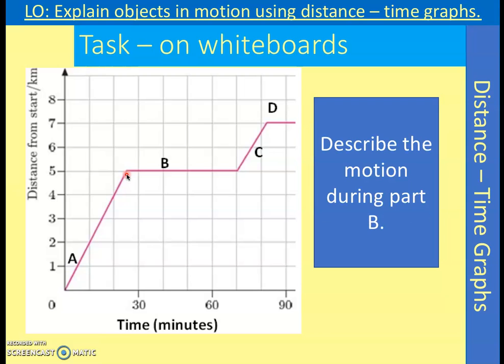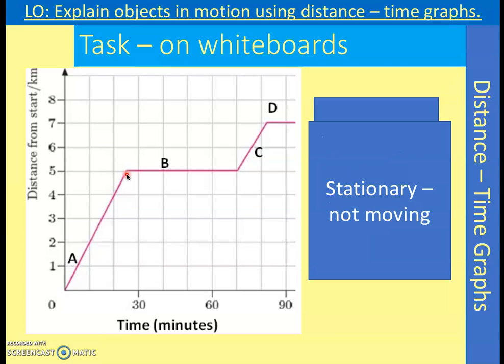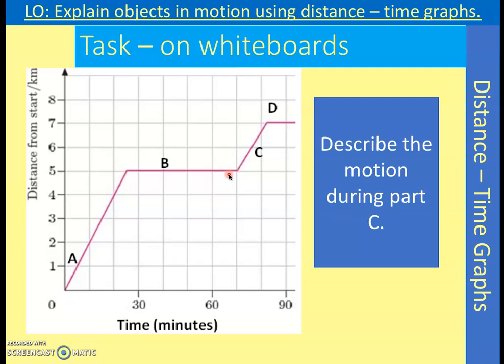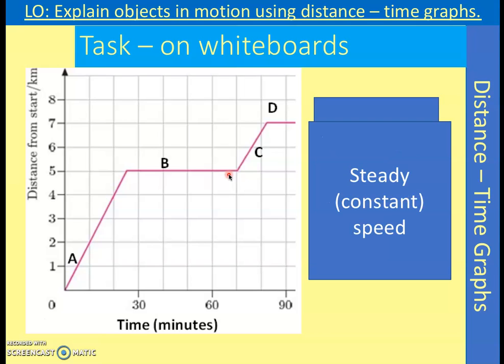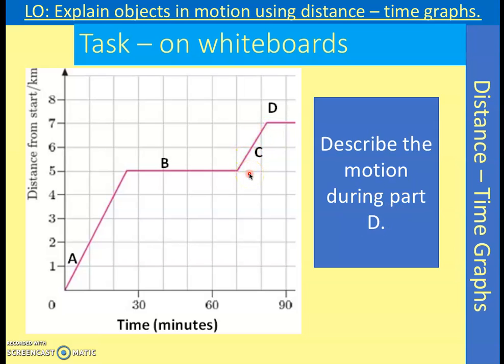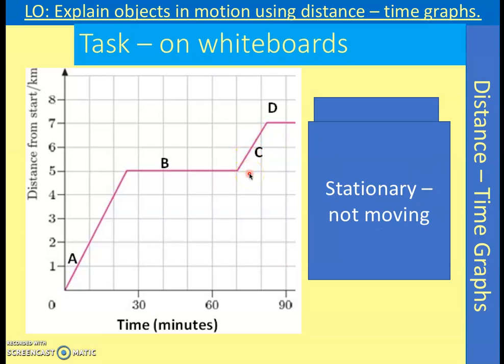But what about part B? 5, 4, 3, 2, 1. Stationary. Well done if you got that right. Okay, he's not moving. There's no distance being covered. We're staying at the distance of 5 from where we started the whole time. What about part C? 5, 4, 3, 2, 1. Well done. It's going at a steady, constant speed. And lastly, D is stationary. Okay, so well done if you got those right.